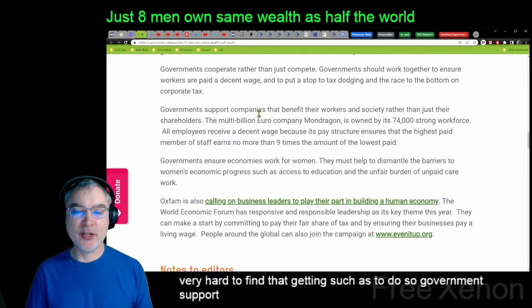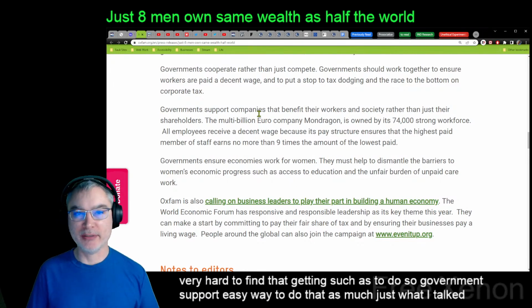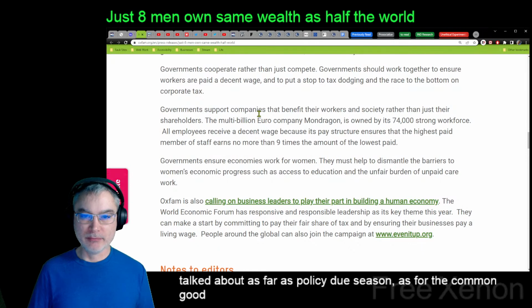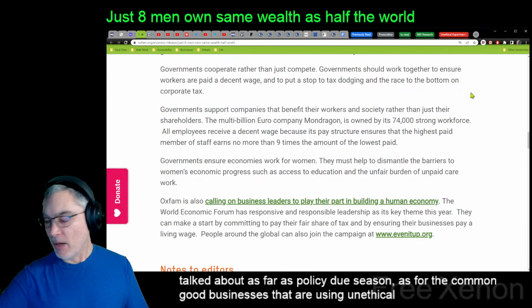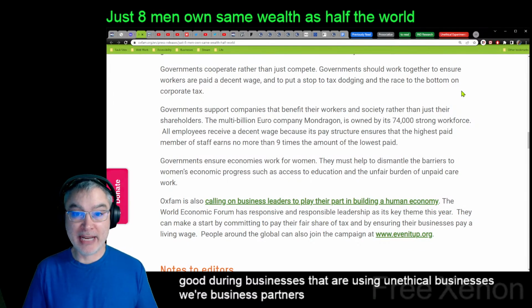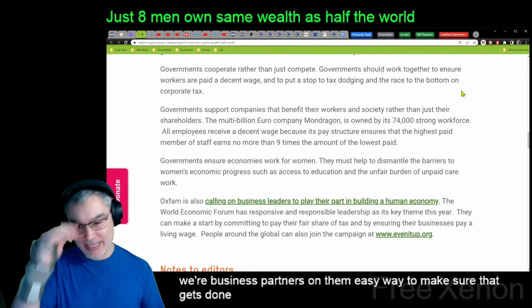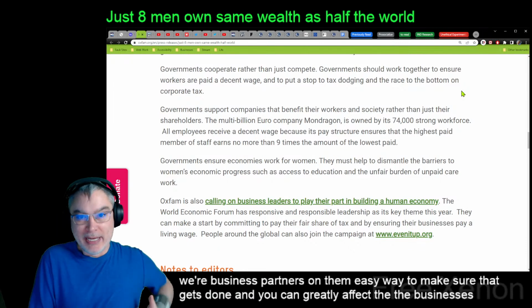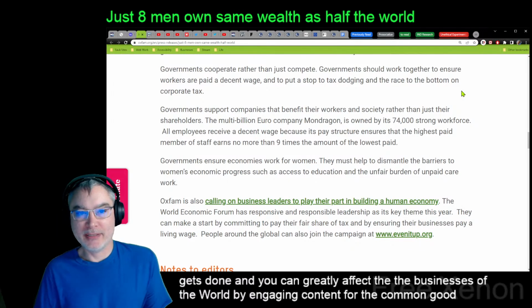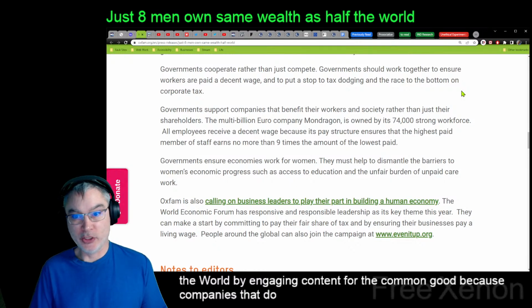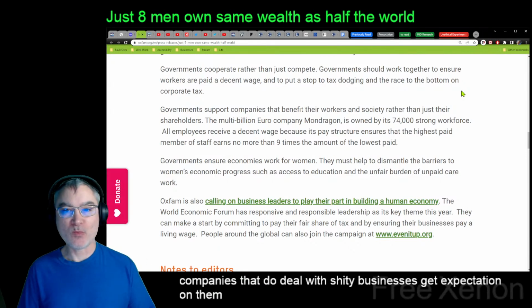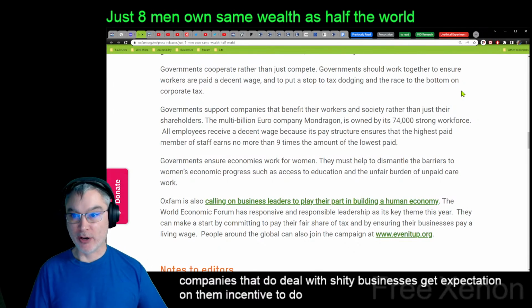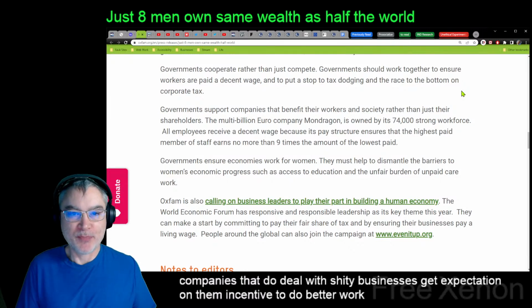Government support, an easy way to do that is just what I talked about as far as policies. Using economies for the common good, and ensuring that businesses with unethical business partners have their tax increased. It's an easy way to make sure that gets done internally. You can greatly affect the businesses of the world by engaging economies for the common good, because companies that deal with shitty businesses get extra taxation on them. That provides an economic incentive to do better work, to have better business partners.